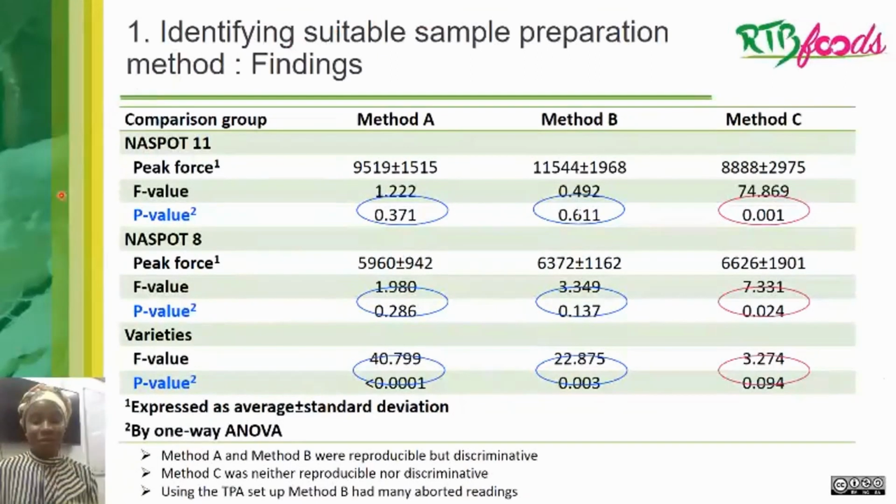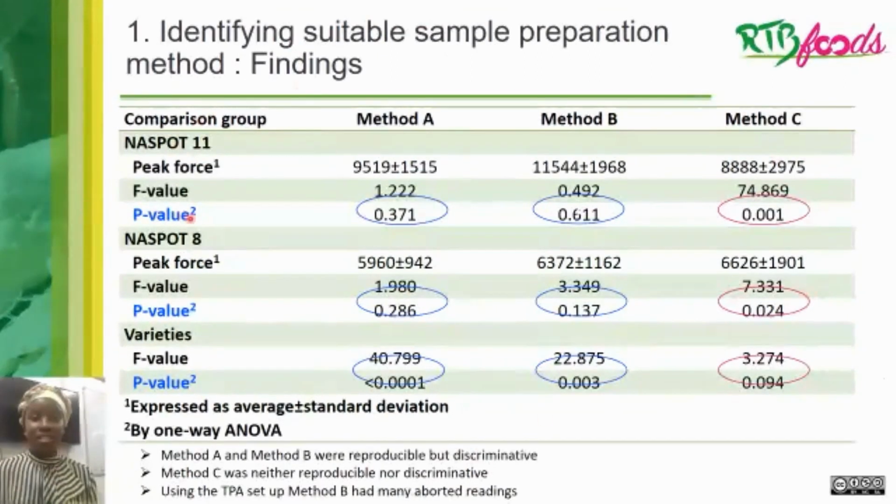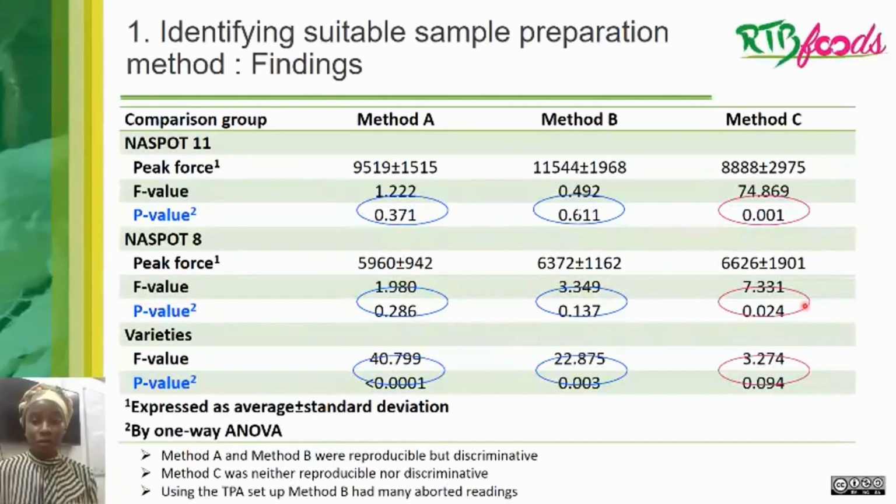This is a table summarizing the results. On this line, it's about reproducibility of NASPOT 11. And then on this line, it's about reproducibility for NASPOT 8. And on this line, it's about discriminativeness between NASPOT 8 and NASPOT 11.